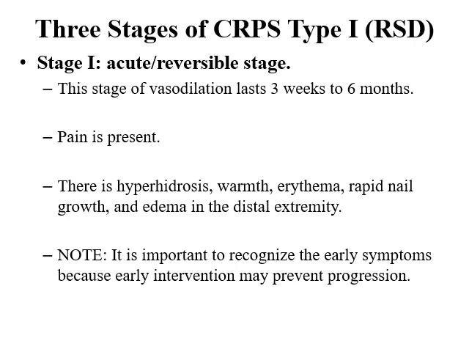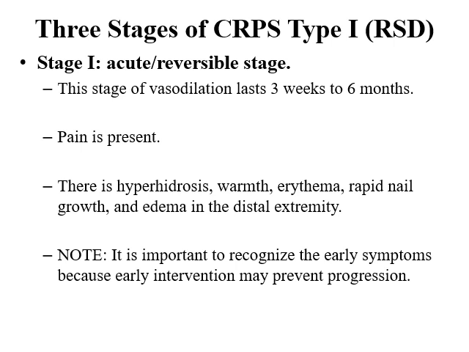There are three stages of CRPS type 1 RSD. Stage 1 is the acute reversible stage. This is the stage of vasodilation that lasts for 3 weeks to 6 months. Pain is present. There is hyperhidrosis, that is increased sweating, warmth, edema, rapid nail growth, and edema in the distal extremity.